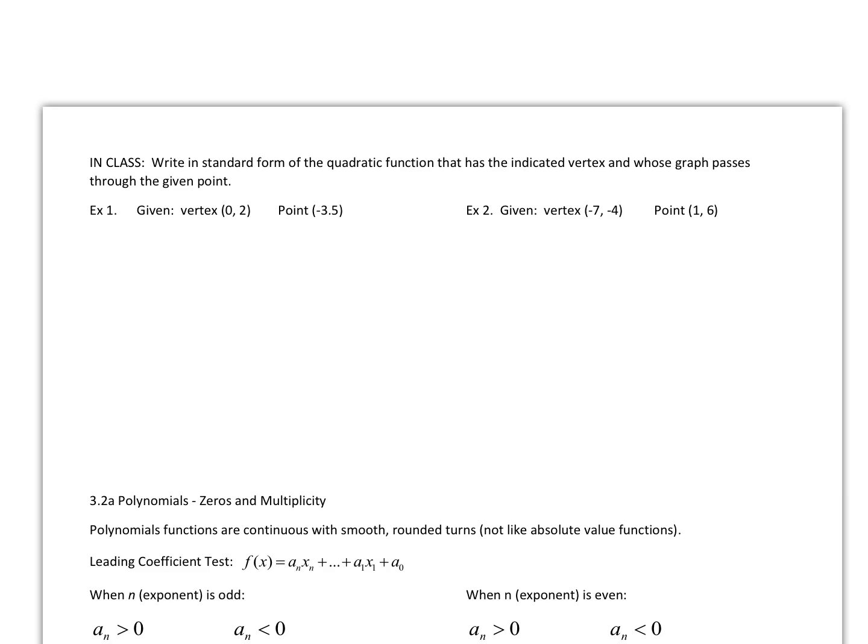In the standard form. So the standard form of the quadratic looks like this. There's a value a in front, x minus h squared plus k. All right? That's what we talk about as standard form.